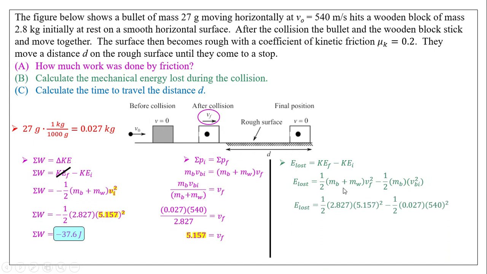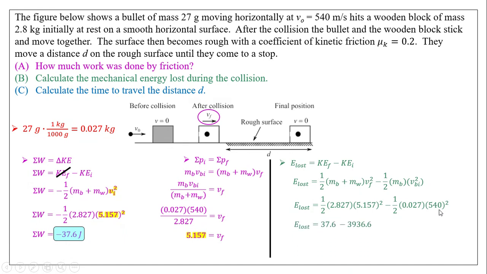All right. Here, I'm just going to plug and chug. Once again, we already found earlier that the mass of the bullet plus the mass of the wooden block is 2.827. And then the final velocity after the collision we calculated already is 5.157. Don't forget to square that. And then the mass of the bullet is given. The initial speed of this bullet is 540, which is also given.